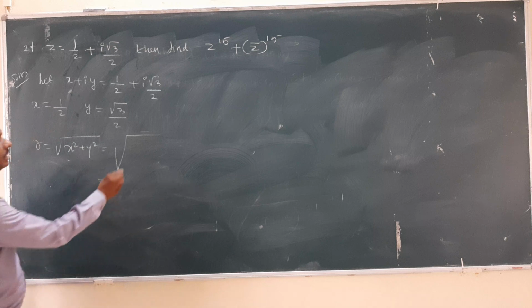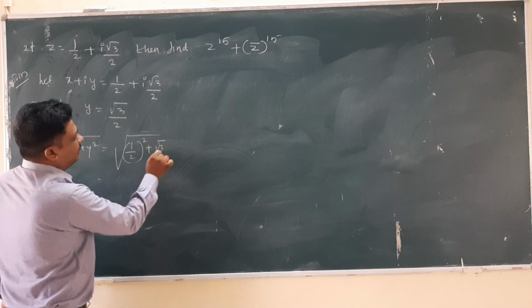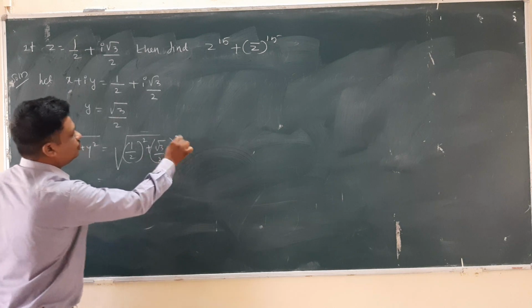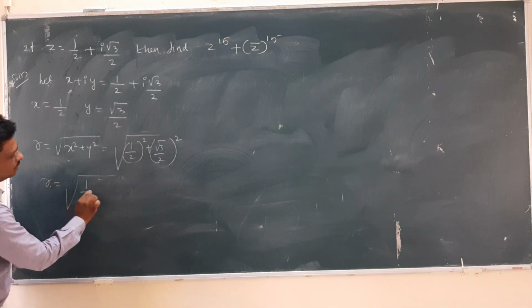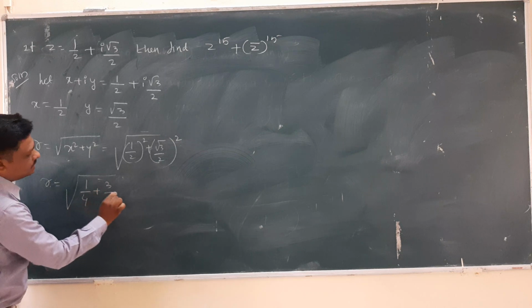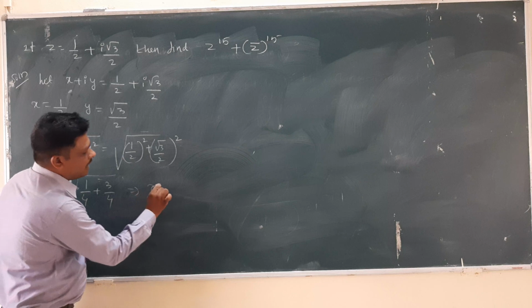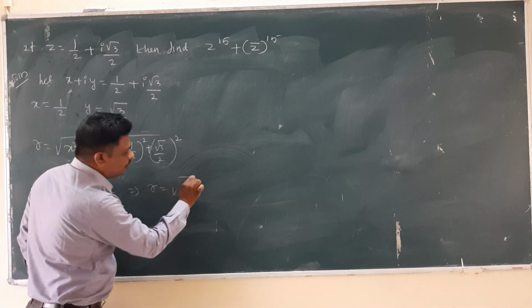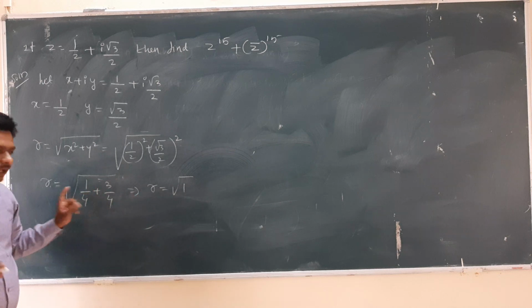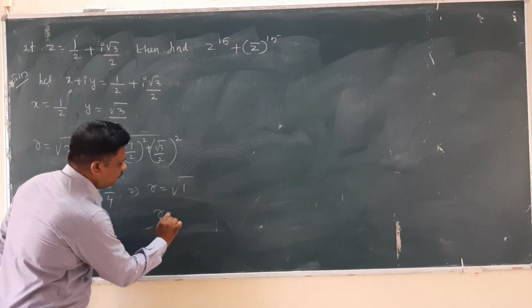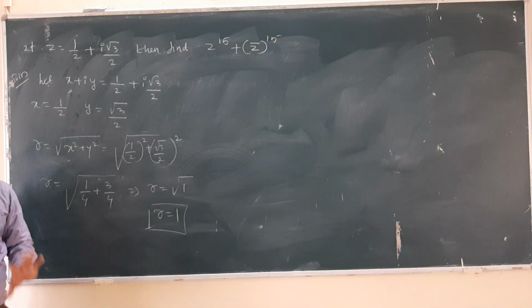So x squared means what here? (1 upon 2) squared plus (root 3 upon 2) squared. Therefore r is equal to the square root of 1 upon 4 plus 3 upon 4. So I will get r as the square root of 1, because 1 upon 4 plus 3 upon 4 is 1. So the square root of 1 is 1. So here I got the value of r as 1.